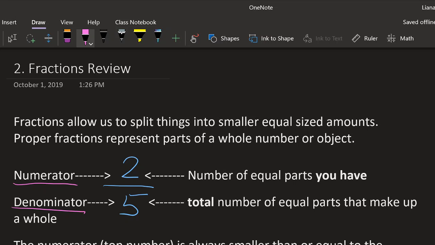So in this example, the denominator would be 5, and that number represents the total number of equal parts that make up a whole, okay? So we'll look at a couple of examples to make more sense of those definitions.